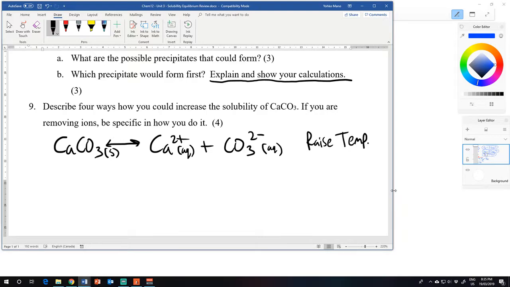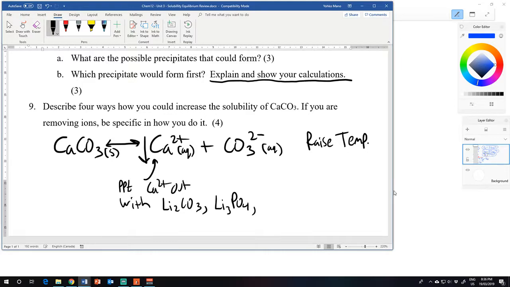That's one. Okay, other ways, reduce this. But you have to be specific about how you do it. So you can precipitate calcium out with, and this is where you can actually finish your question just by listing 3 different things that you can use to precipitate the calcium out. So you could use something like lithium carbonate, or lithium phosphate, or lithium sulfite. Yeah, sulfite, there we go. Oh, I could even probably also use lithium hydroxide.